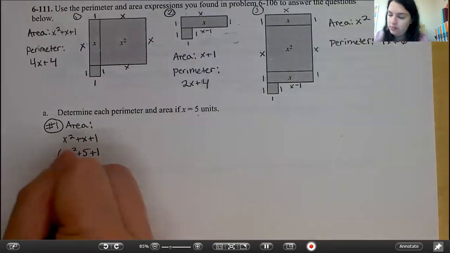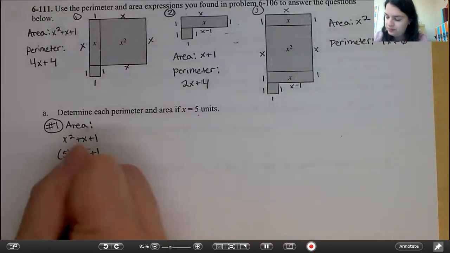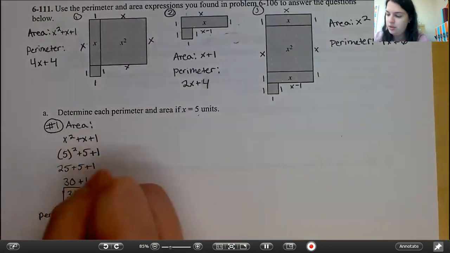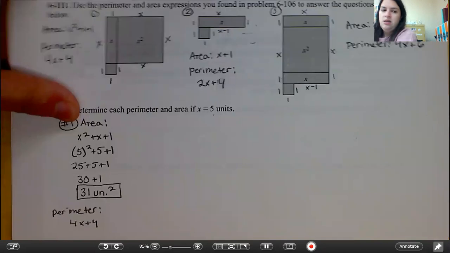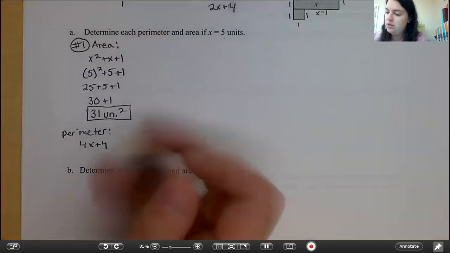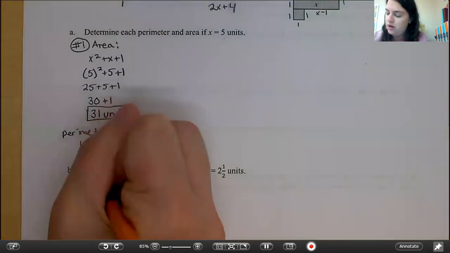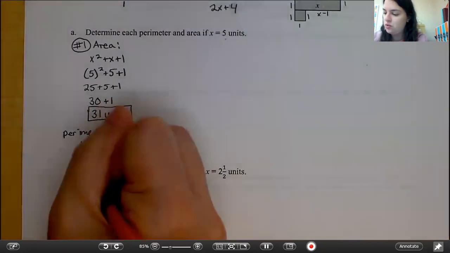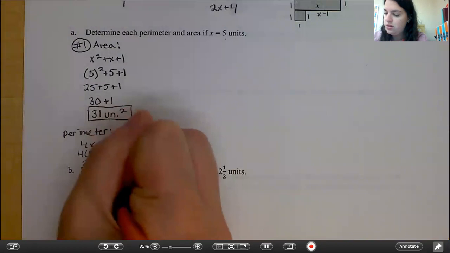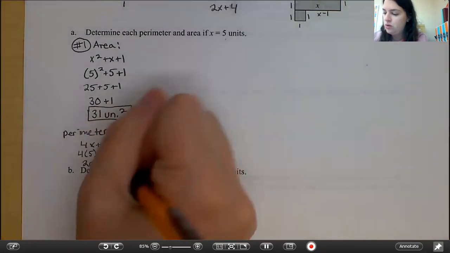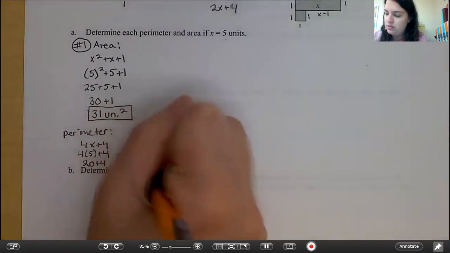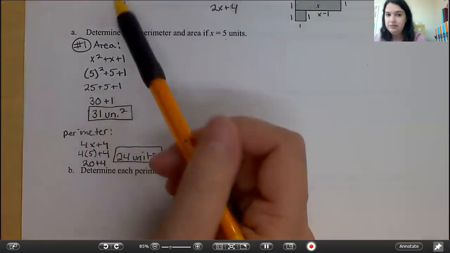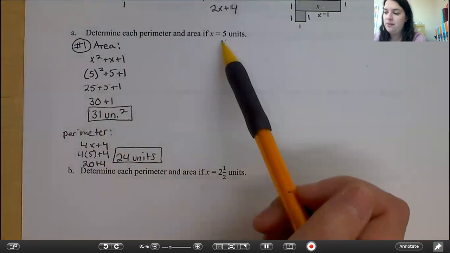Our perimeter, we have our original, which is 4x plus 4. And every time we see an x, we're substituting in 5. So 4 times 5 plus 4. Now order of operations. 4 times 5 is 20 plus 4. 20 plus 4 is 24 units. And that is my perimeter for shape number 1 when x is 5.